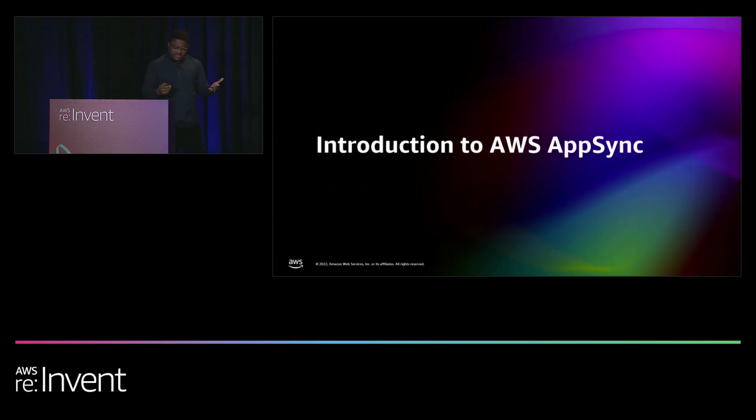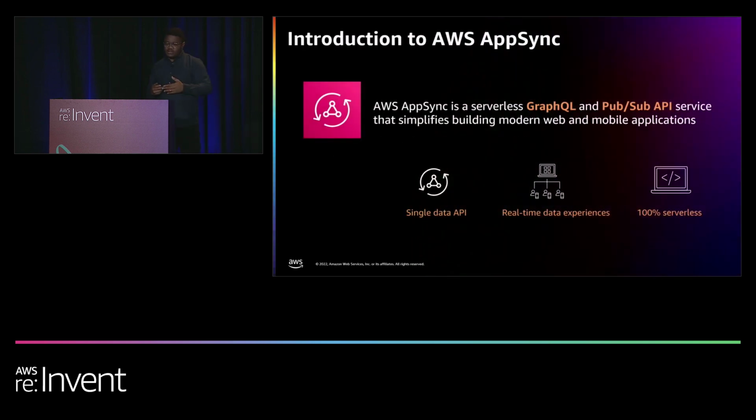So what is AppSync and how is it related to GraphQL? AppSync is a serverless GraphQL and PubSub API service that really simplifies building modern web and mobile applications. When I think about AppSync, there are three key features. First, it simplifies application development by providing a single API endpoint for you to run your creates, your updates, your queries, your deletes against your databases or microservices or even external HTTP endpoints.